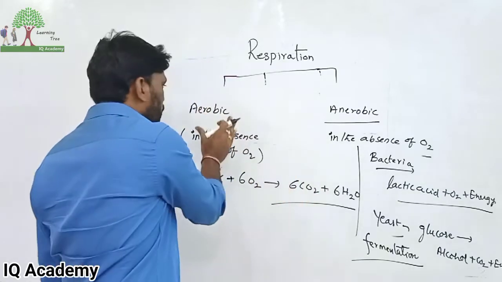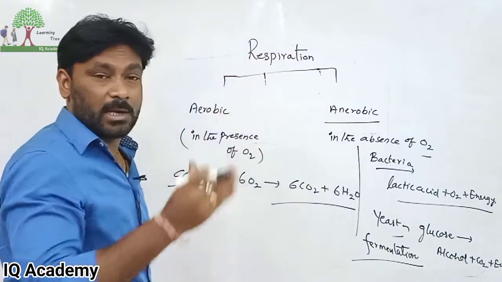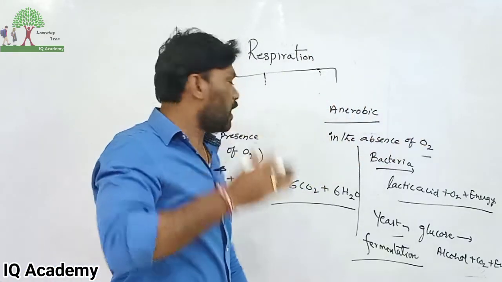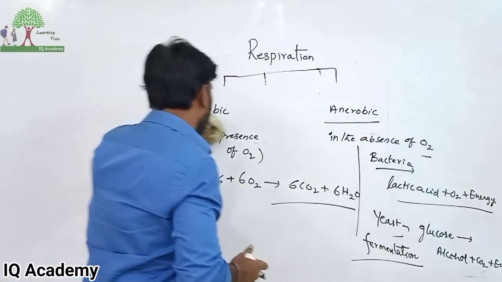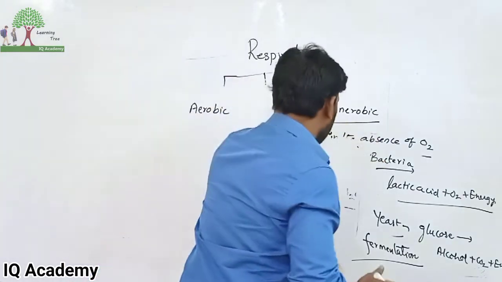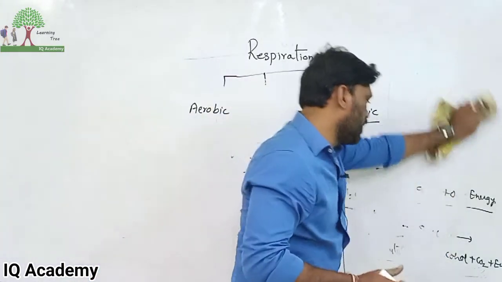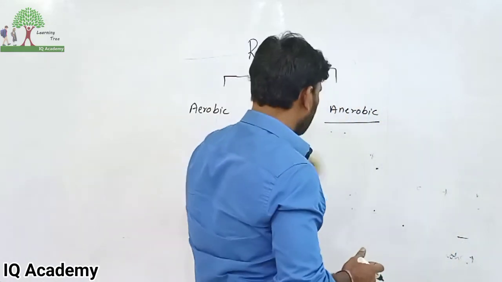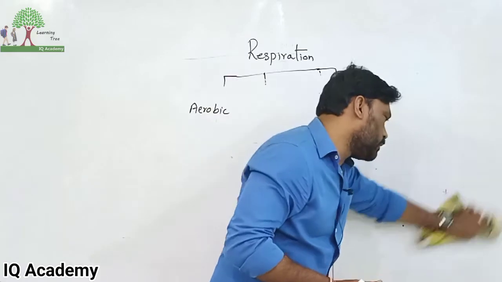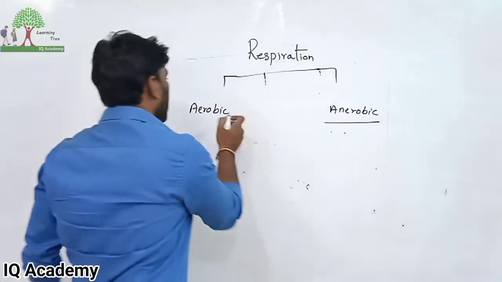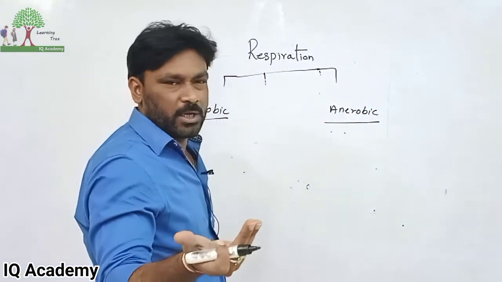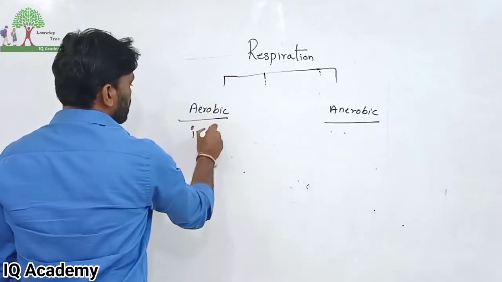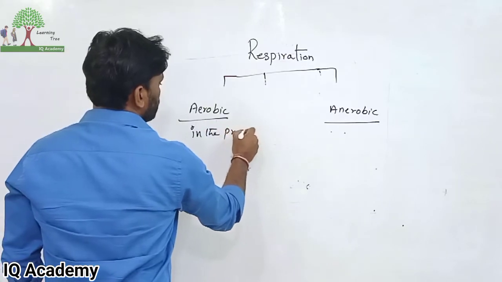So this is the aerobic respiration and anaerobic respiration, and the end products of aerobic and anaerobic respiration. Now the differences between aerobic respiration and anaerobic respiration. What are the differences between aerobic and anaerobic? The first one, definition: we can write what is called aerobic respiration, what is called anaerobic respiration. Respiration done in the presence of oxygen.